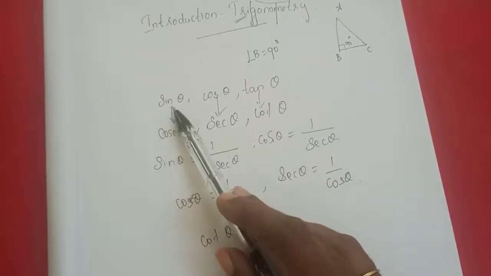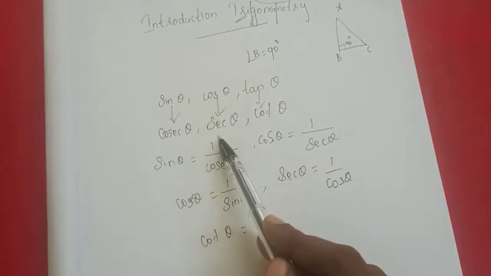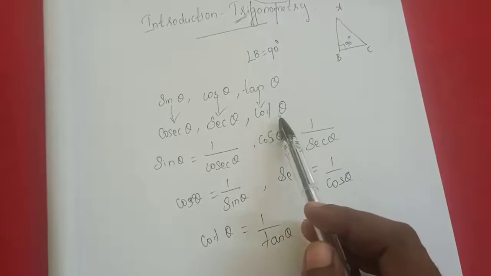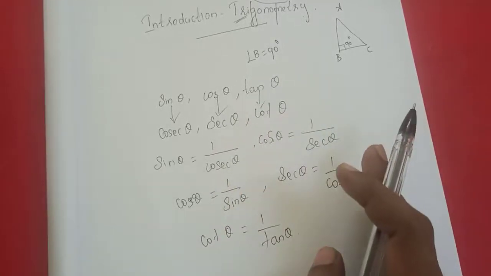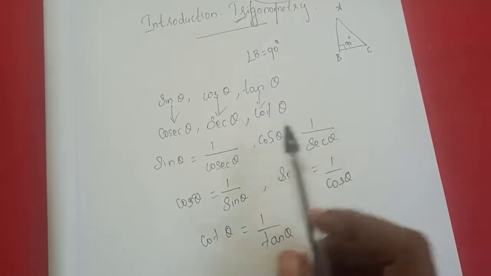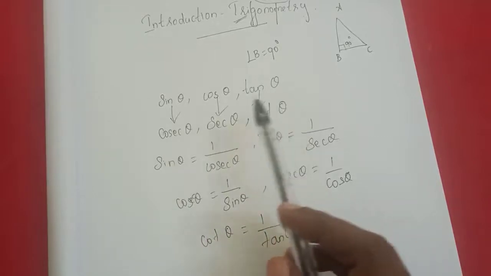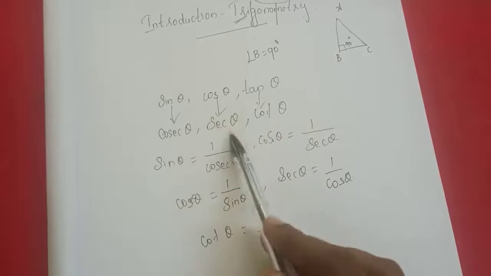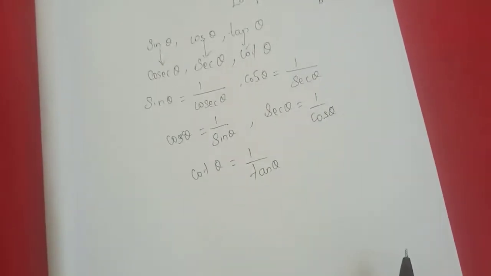That's the meaning. Sin means 1 by cosec. 1 by cosec means sin. Cos means 1 by secant. 1 by secant means cos. Tan means 1 by cot. 1 by cot means tan. Okay. So these are the 6 trigonometric ratios in trigonometry. You know already. Sin, cos, tan, cosec, sec, cot. Okay. So these 3 are the ratios. Sin, cos, tan. Each one is reciprocal to each other. Okay. So these are the 6 trigonometric ratios. This is a fundamental thing.